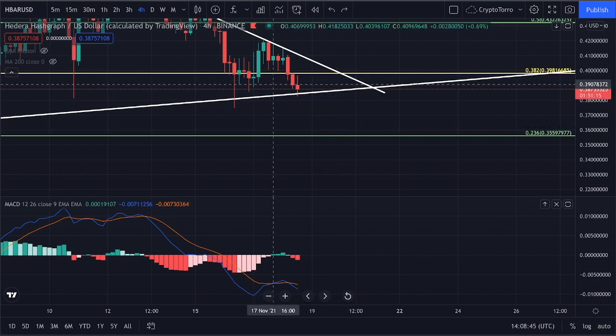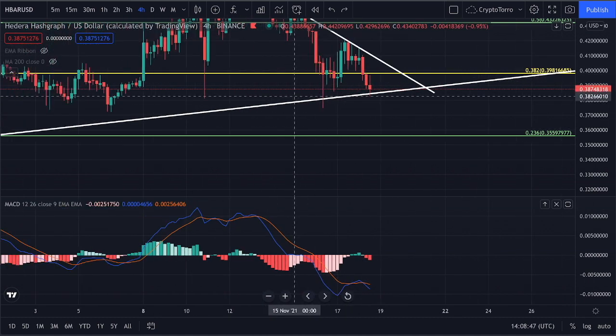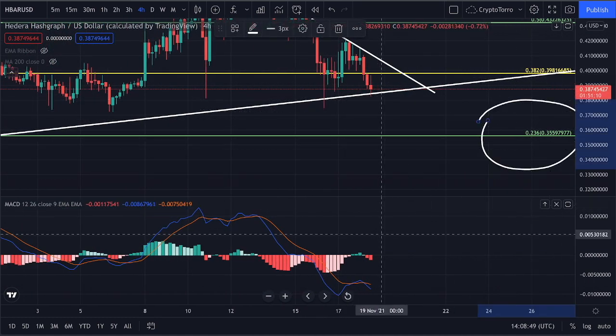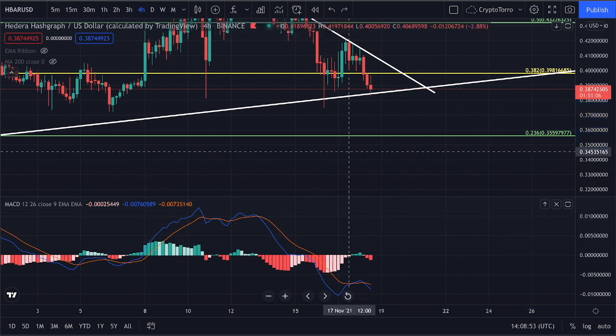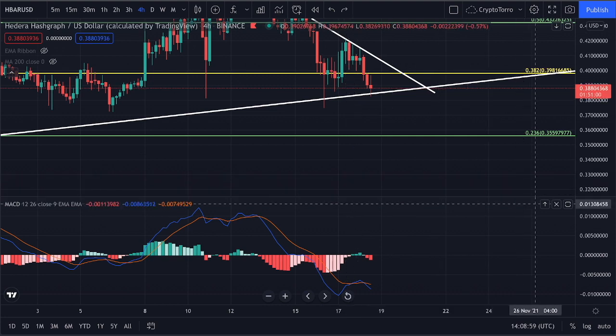And if we see a breakdown occur, the next level of support is going to be at 0.236 Fibonacci at 35 cents. So this is something you would like to consider right now, because this is actually something that might occur during the upcoming hours on HBAR, and that you would like to monitor very closely.